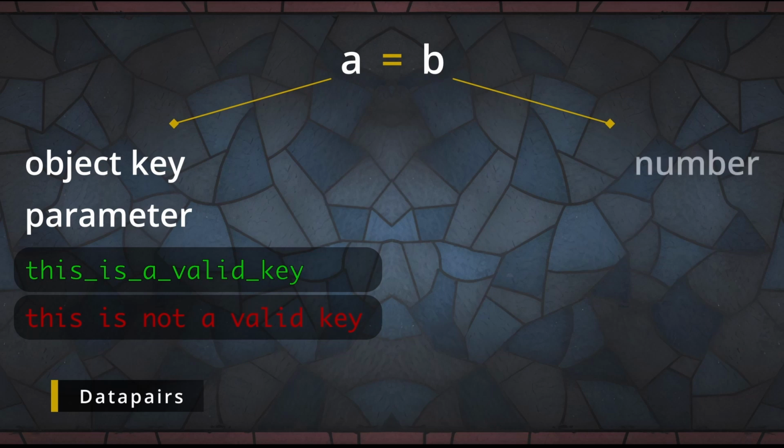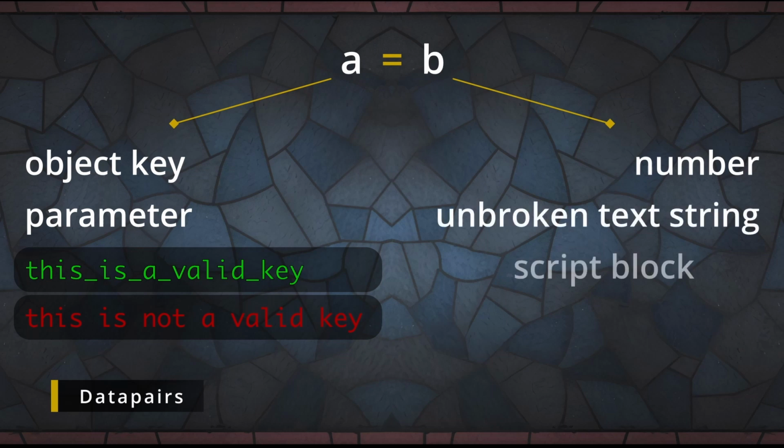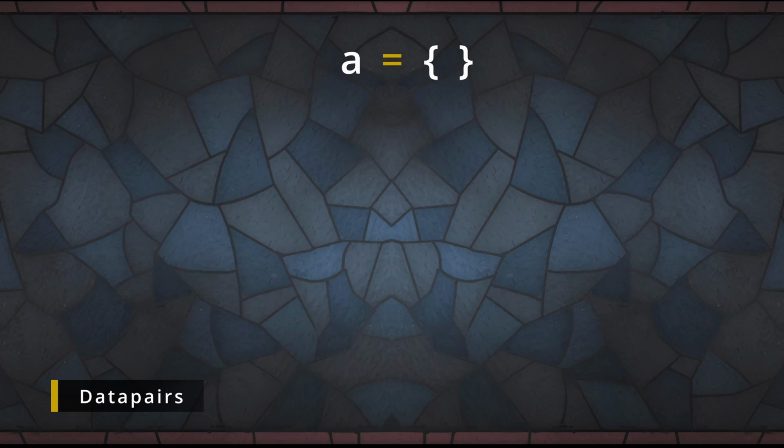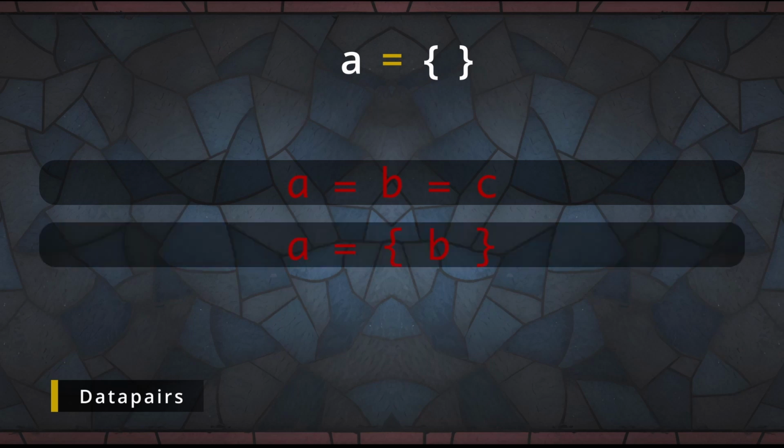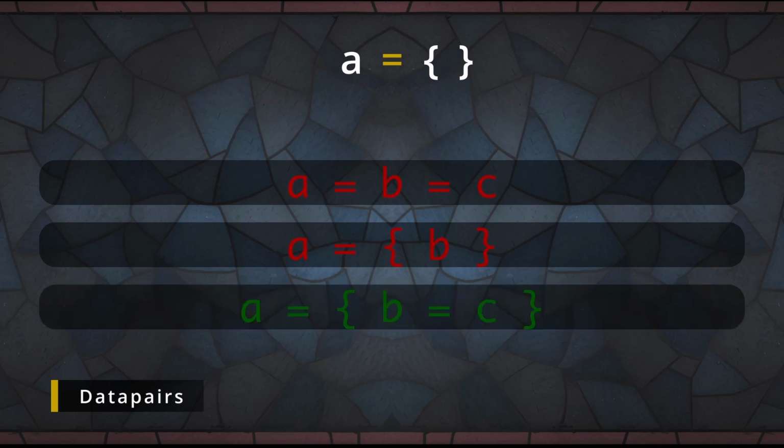So it can be a number, an unbroken text string, or a script block delimited by an opening bracket and a closing bracket. Inside blocks, you can find more script that will also come in Datapairs. So A equal B equal C is not proper script syntax. And this does not work either, as B on its own isn't a data pair. But this works. The B equals C data pair is nested inside the block of another data pair. You will recognize this pattern over and over again in script.